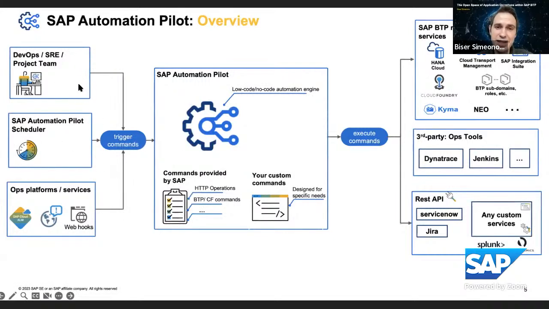During the demo, we're going to see that we either trigger the commands manually through the Automation Pilot scheduler, or through ops platforms or services. In our case, that's going to be webhooks and the Alert Notification service. Once the command gets executed by the Automation Pilot, the service itself can communicate and trigger that command to various destinations, such as BTP resources, third-party ops tools, or pretty much any custom service or application that supports the REST API.